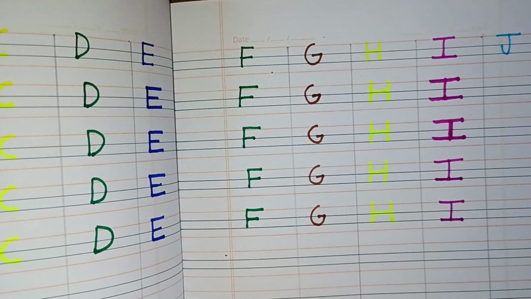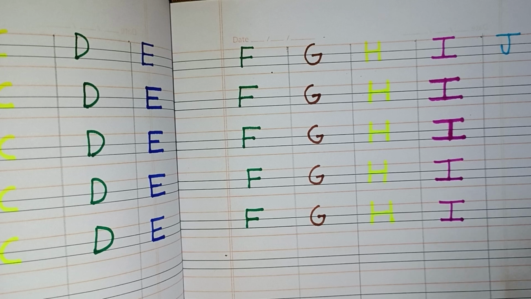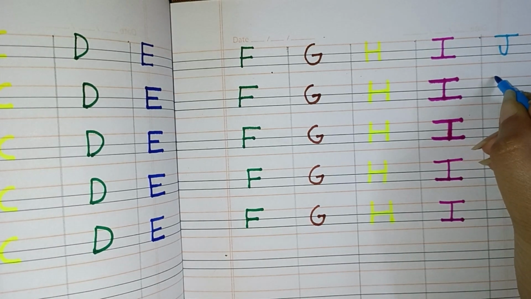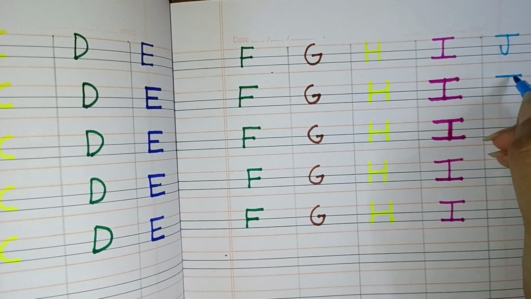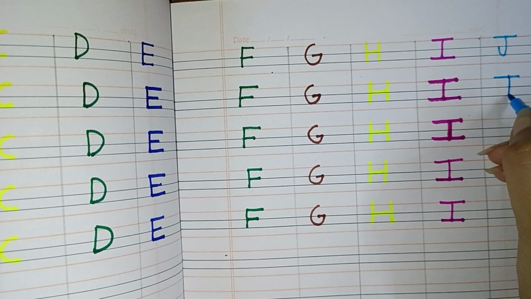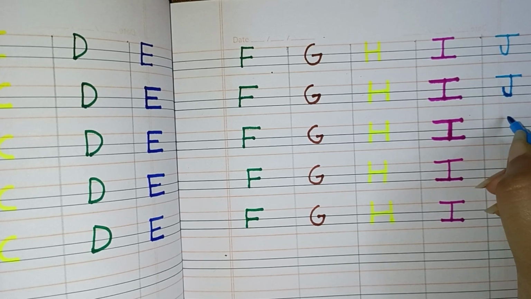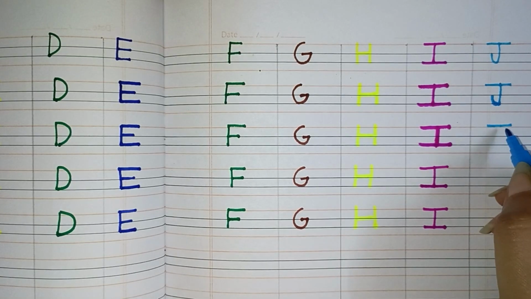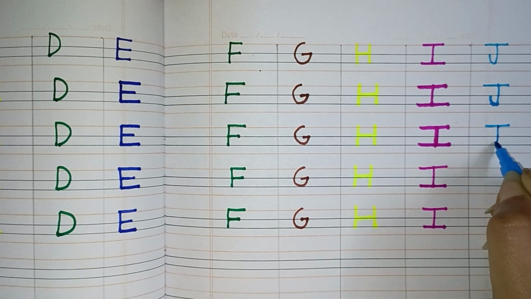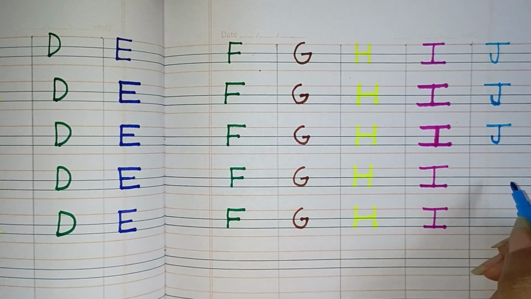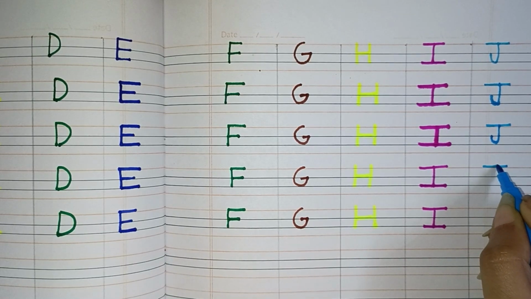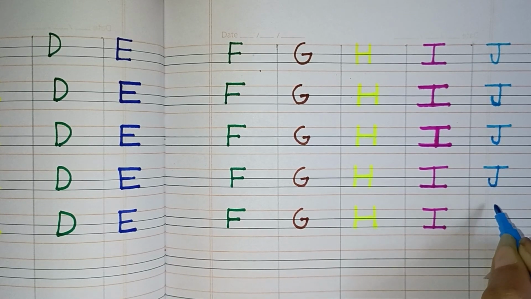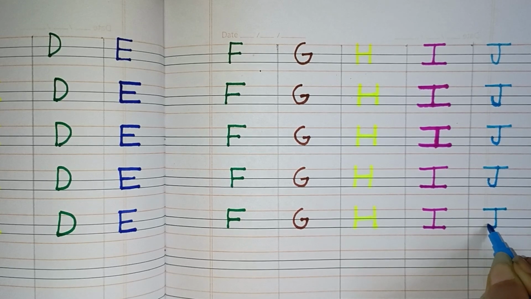When they have learned to write letter I, now we have to teach them to write letter J. For this they have to draw a sleeping line, a standing line, and a small curve like this. A sleeping line, a standing line, and a small curve make letter J.